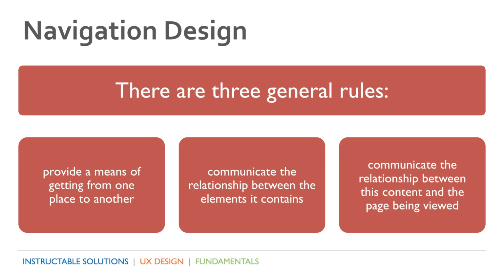So let's review these 3 general rules now that they're all displayed on the screen together. Navigation design needs to provide a means of getting from one place to another. It needs to communicate the relationship between the elements it contains. And finally, it needs to communicate the relationship between this content and the page being viewed. So the content within the navigation element and the page that it's present on.